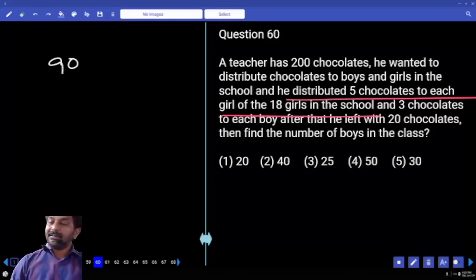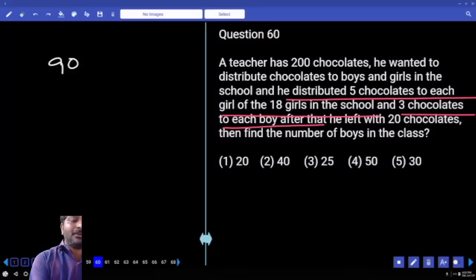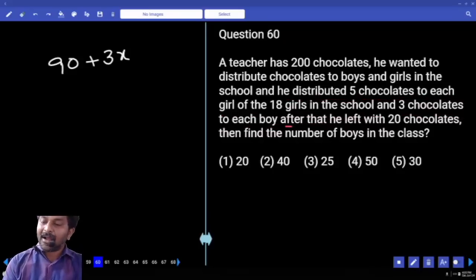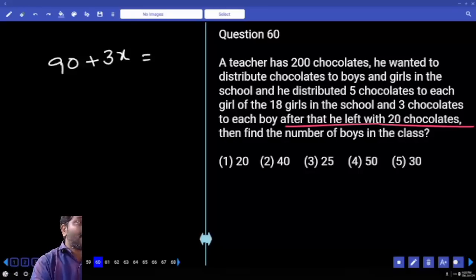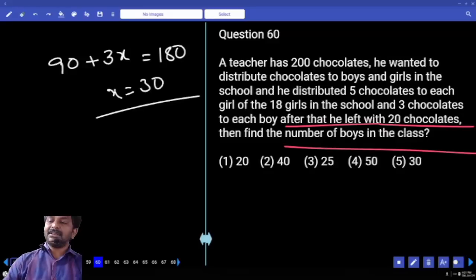90. And then 3 chocolates to each boy. How many boys are there? We don't know. Let it be x. For boys we are giving 3x chocolates, correct? And now when you add these two, he is left with 20 chocolates out of 200. That means how many did I distribute? That means the sum of chocolates given to girls and boys is equal to 180. 3x is equal to 90. x is equal to 30. Number of boys in the class: 30.